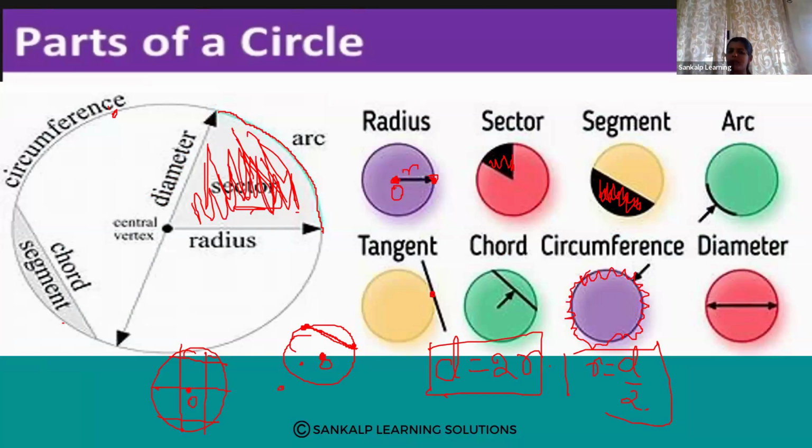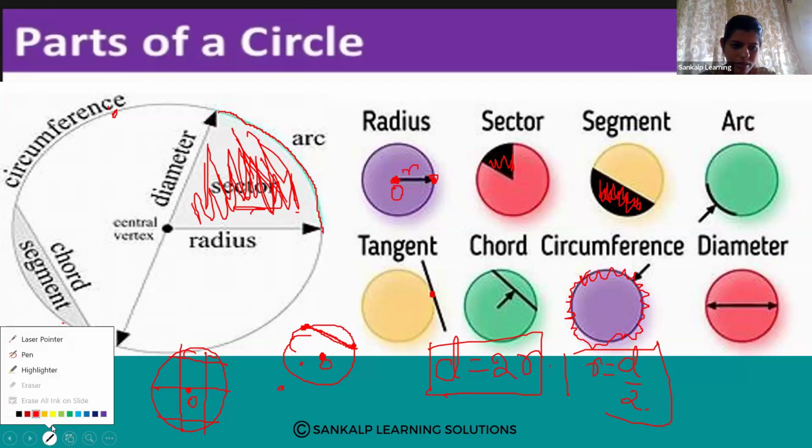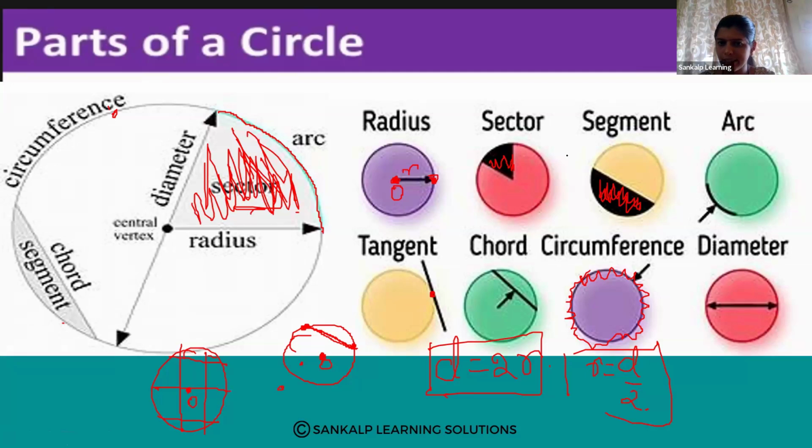In this chapter, we are mainly going to discuss the sector. What you see here is a sector. We are going to concentrate on the sector and segment, the area of the sector, the area of the segment, and the length of the arc. Mainly these three parts. That is sector. So what do you mean by sector?